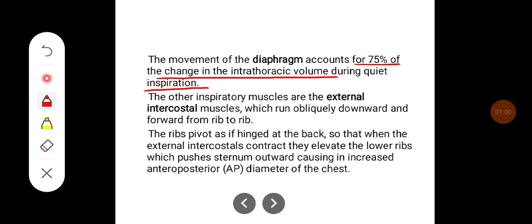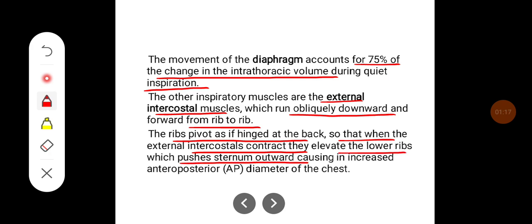The other inspiratory muscles are external intercostal muscles, which run obliquely downward and forward from rib to rib. The ribs pivot as if hinged at the back, so that when the external intercostals contract, they elevate the lower ribs, which pushes the sternum outward, causing an increased anteroposterior diameter of the chest.